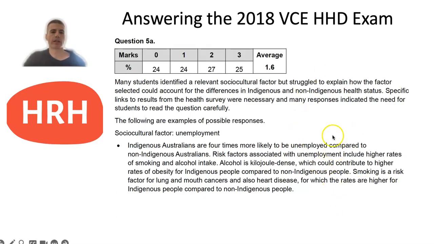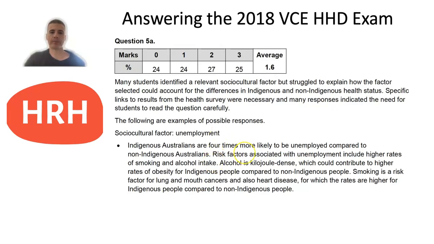They've provided a sample answer for unemployment, and they've talked about how Indigenous Australians are 4 times more likely to be unemployed compared to non-Indigenous Australians. Just note, you don't have to mention how many times more likely. You could have just mentioned that Indigenous Australians are more likely to be unemployed compared to non-Indigenous, and then you have to go on and link that to something to do with the survey.